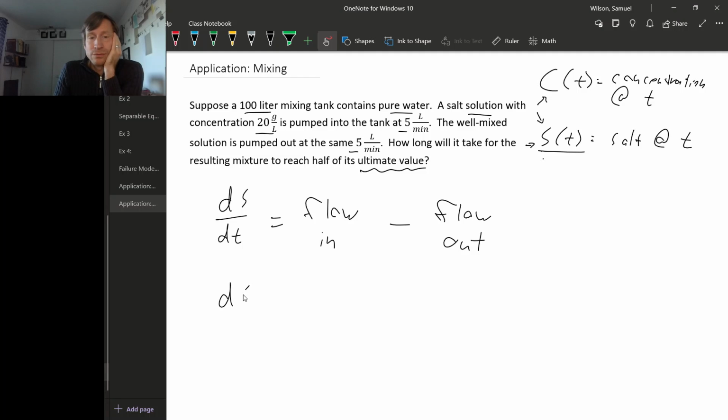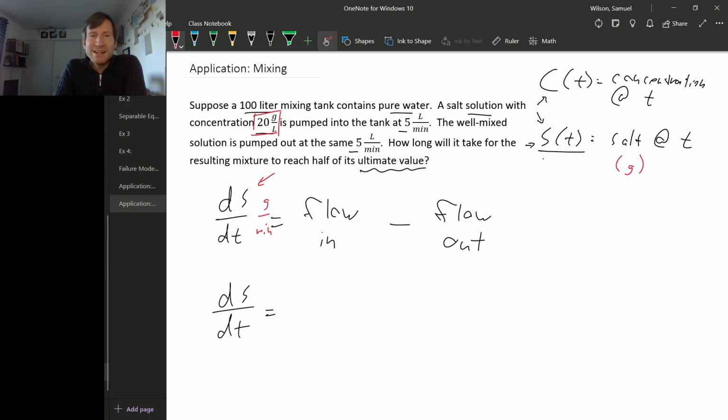So what is the flow in? Well, the flow in has concentration 20 grams per liter, but if you look at the units for this derivative, this amount of salt, when I say amount, I guess what I really mean is mass, and so this should be in grams. So S is in grams, and time is in minutes, it looks like. So when we express the flow of salt into the tank, it ought to be in grams per minute.